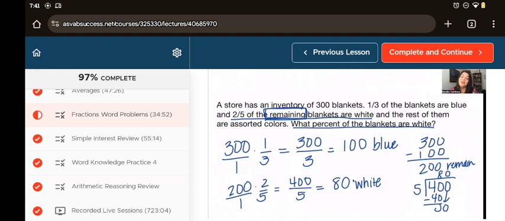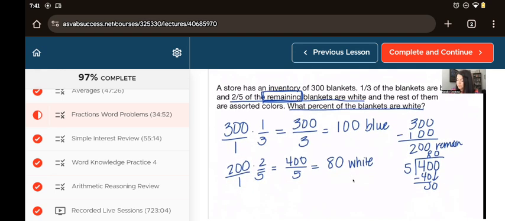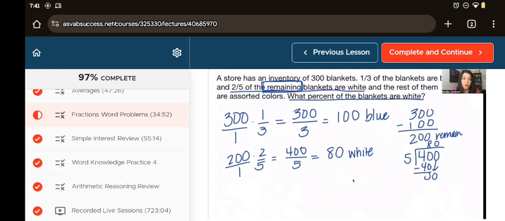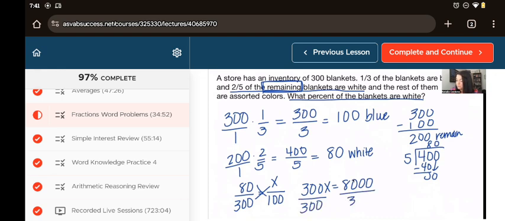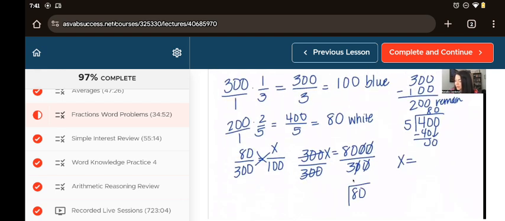Okay, now that I have the number of white blankets, now I can find the percent. Remember, equation for percent is part over whole equals percent over 100. Here, the part is white, so it's 80. The whole is all of the blankets, which is 300. Okay, and we're looking for the percent over 100. We cross multiply. 300 times x is 300x. 80 times 100 is 8,000. I'm going to divide by 300. This cancels out. I get the x by itself. I can eliminate some zeros on the top and bottom, and I'm left with 80 divided by 3.